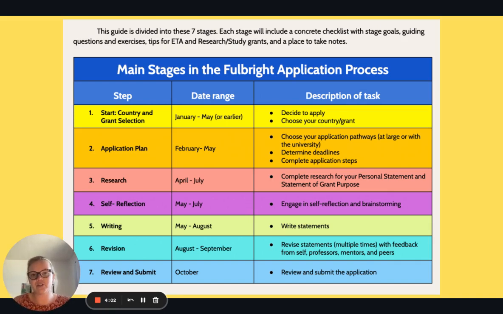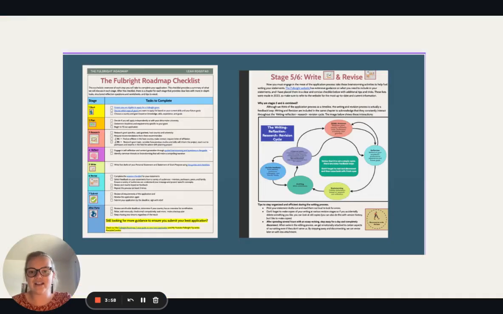So what are you going to do during the writing process? Well, number one, I want to remind you that writing is not linear. It's going to be kind of this circular writing and revision process. So don't feel like you have to sit down at your desk and write your personal statement in one go and you're done. It's going to be a cyclical process with multiple steps. And in the guide, we talk about this.